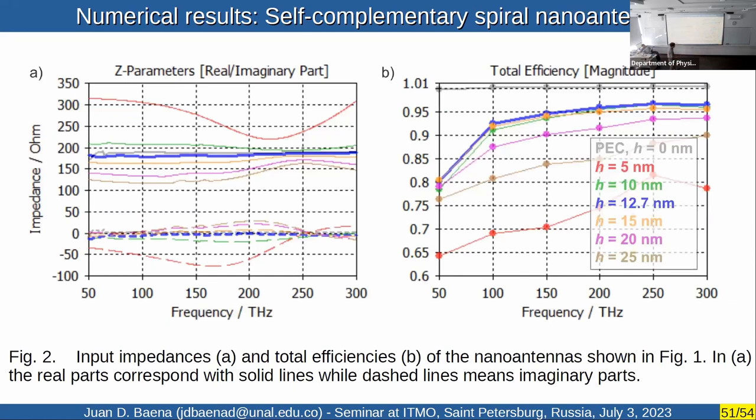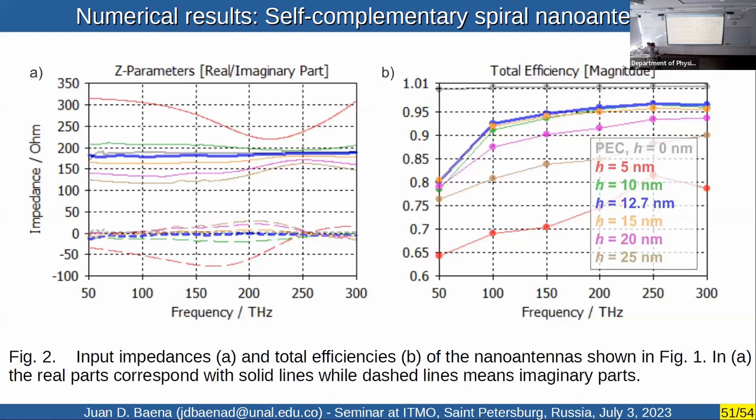This is the input impedance of the antenna. There is a gray curve here, which corresponds to the perfect electric conductor with thickness equal to 0. The other, the color curves, correspond to the antenna made of silicon and silver, with 4 different values of the thickness. The blue curve corresponds to the value of 12.7 nanometers, but you have others. Red one for 5 nanometers and so on.